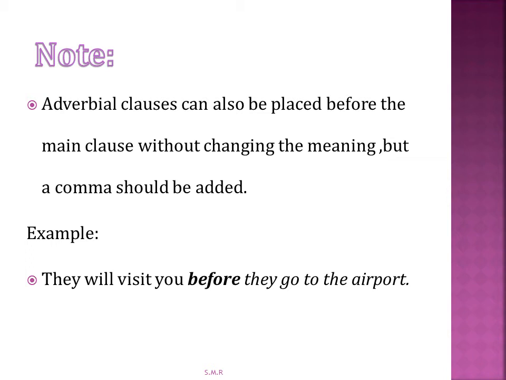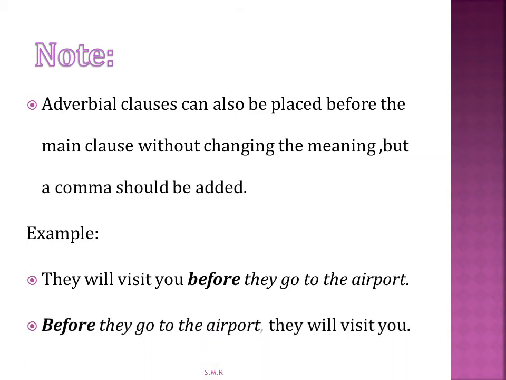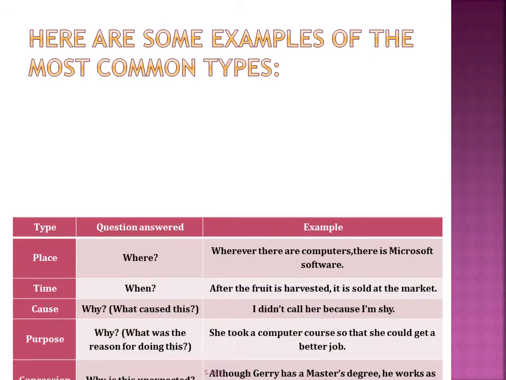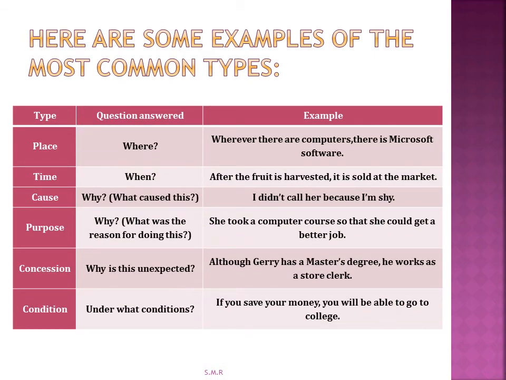they will visit you before they go to the airport, or we may say, before they go to the airport, comma, they will visit you. So I can switch between them. Here are some examples of common types. Where, to talk about a place: wherever there are computers, there is Microsoft software. When: after the fruit is harvested, it is sold.